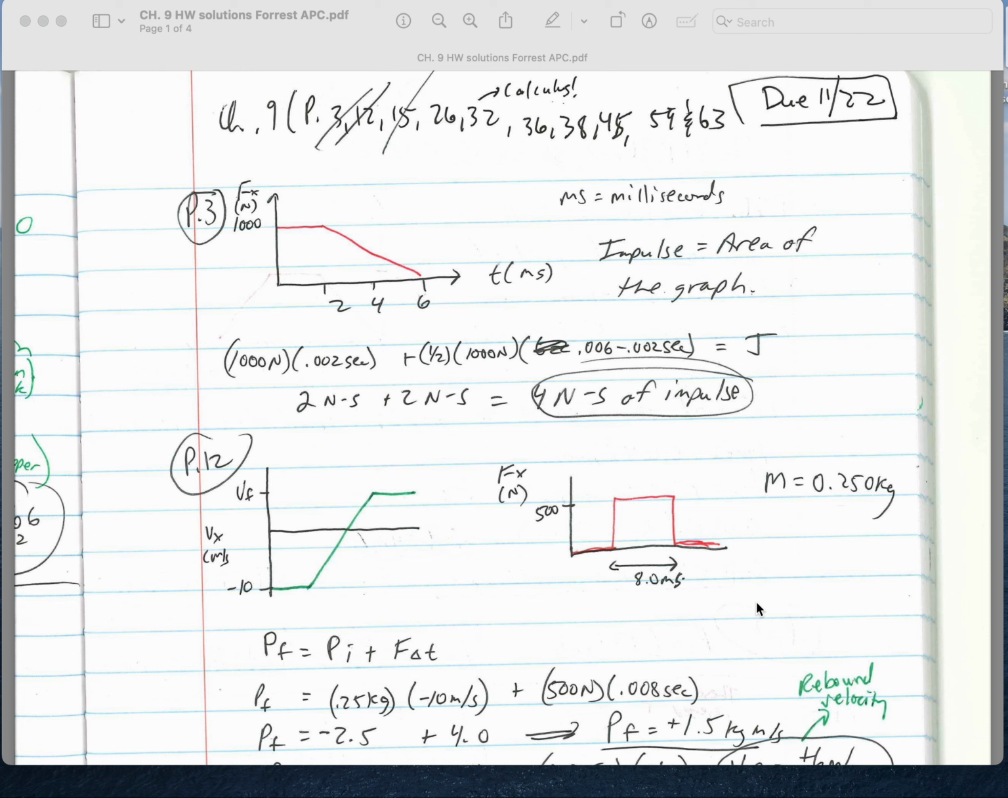Solutions to the Chapter 9, which is Momentum Homework Problems, screencast. So you can either look at this as a PDF or a screencast.